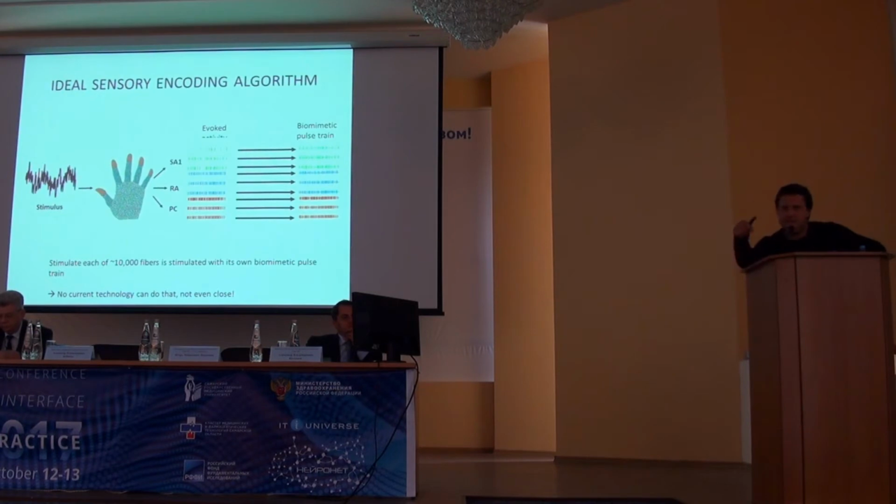So, if you wanted to recreate the sense of touch exactly, this is what you would need. You would have your stimulus, you would figure out how the entire population of all the nerve fibers in your hand are responding, which is what's shown here, and then you would stimulate each of these nerve fibers in just the right way in order to recreate that natural pattern.